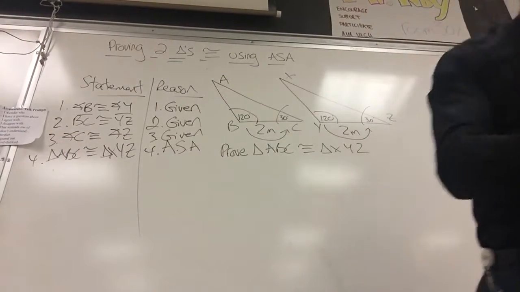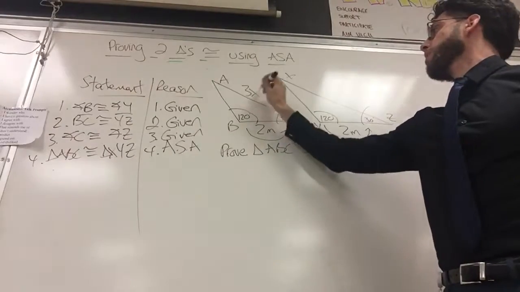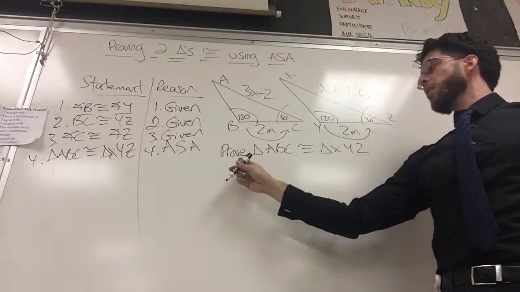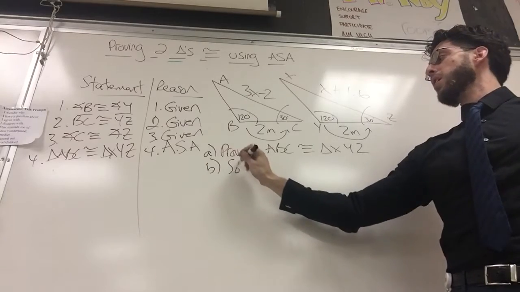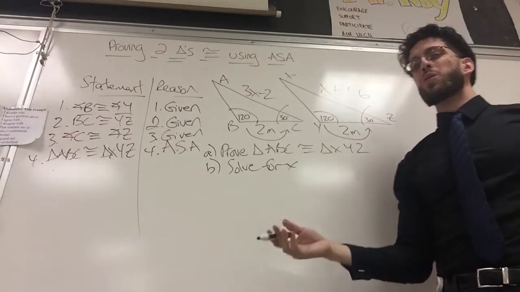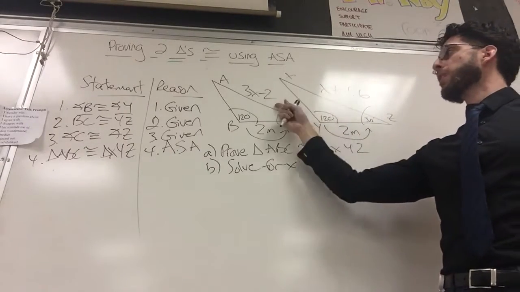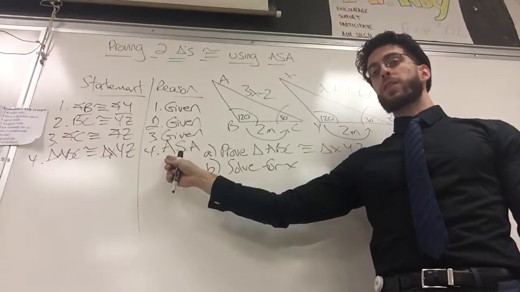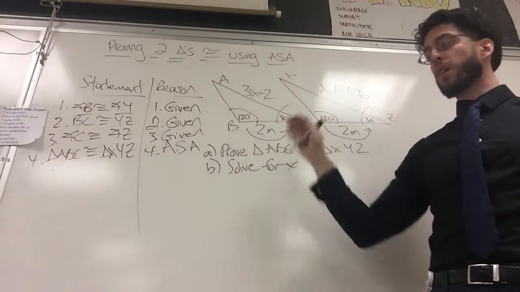They might say 3x minus 2 and x plus 1.6. And instead of saying prove this, or they might say prove this, and then they'll say solve for x. So you might be looking at this thing and you're like, what does solving for x have anything to do with anything? I don't know anything about x. But you do, because once you can prove that the two triangles are the same, that means what I said earlier, all parts are the same.